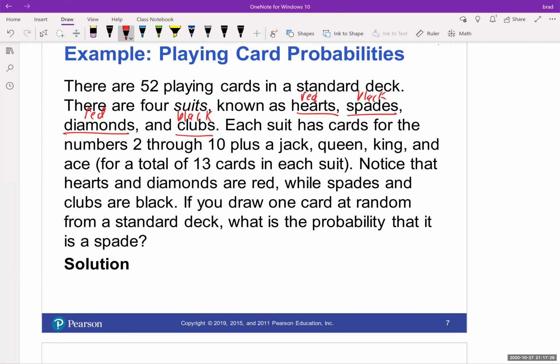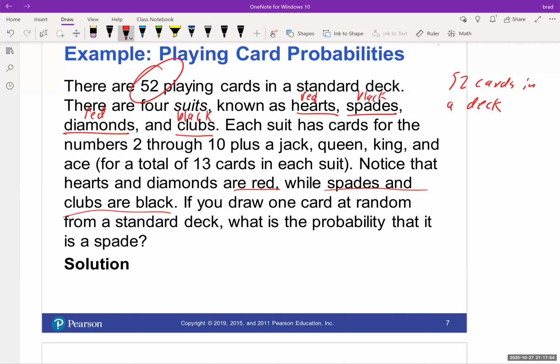Each suit has cards for the number 2 through 10, plus a jack, queen, king, and an ace. So each suit has 13 cards, and there are 4 suits. So there are 52 cards in a deck. Okay, so that's where they got the 52 from. And then it says hearts and diamonds are red, and spades and clubs are black.